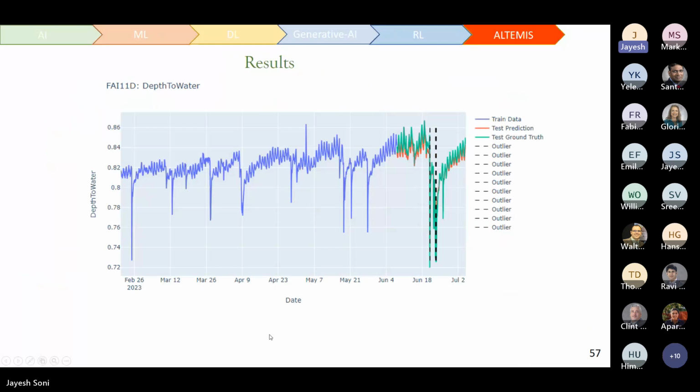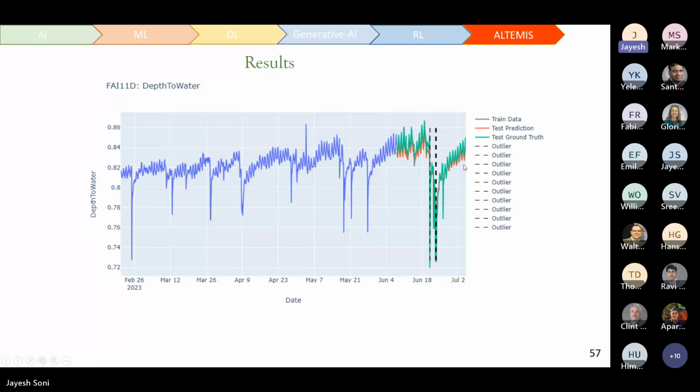So we did this particular analysis on one of the analytes, which is depth to water, and we also did it on specific conductivity. But here I'm just showing depth to water. As you can see, all these blue points are your training data that the model has looked at, the sensor values from February 26th to July 2nd, and on the y-axis you see the depth to water value. The red points are your actual test data, which the model has not seen. The model has seen only these blue points and has learned this sequence of the depth to water sensor. And the model has predicted this green line on the test data.